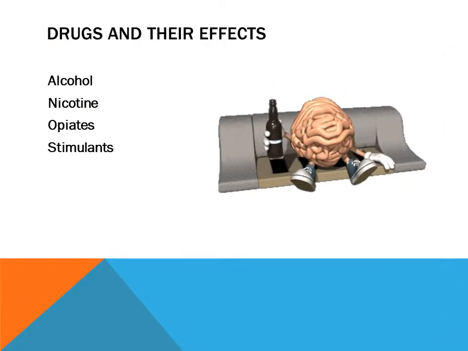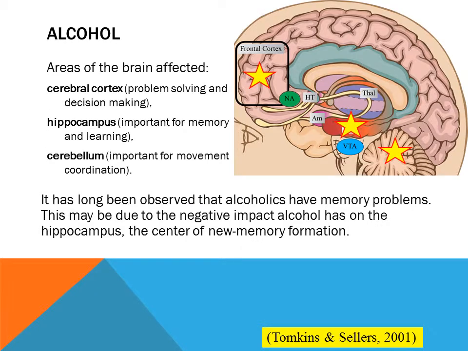Switching gears, we will now talk about alcohol, nicotine, opiates such as heroin, stimulants such as cocaine and amphetamines, and their effects. Alcohol primarily affects three areas of the brain: the cerebral cortex, with problem solving and decision making, the hippocampus, which is important for memory and learning, and the cerebellum, which is important for movement and coordination. It has long been observed that alcoholics have memory problems. This may be due to the negative impact alcohol has on the hippocampus, the center of new memory formation.